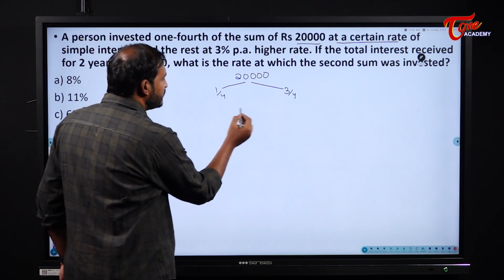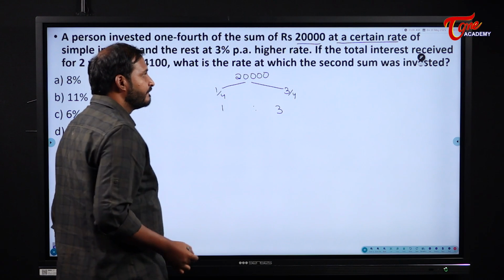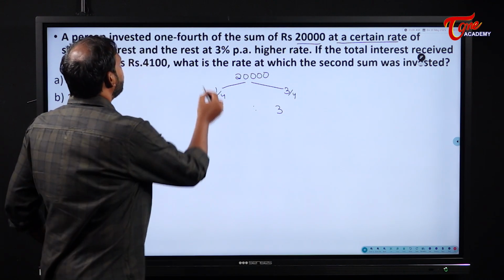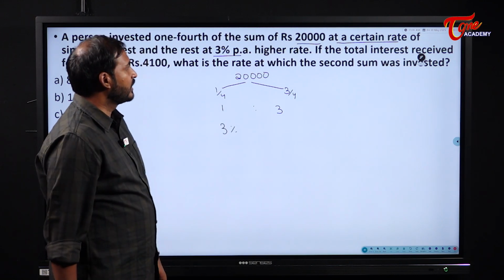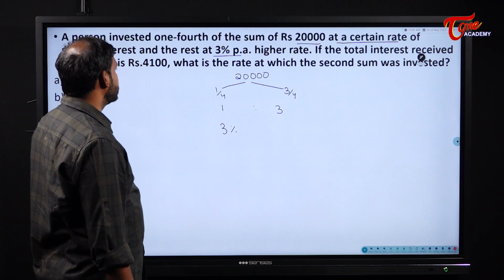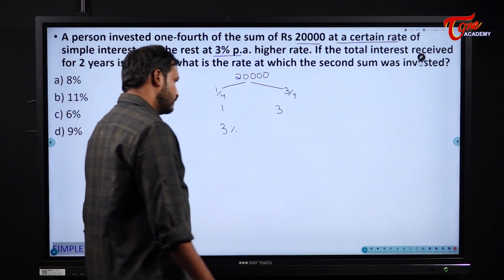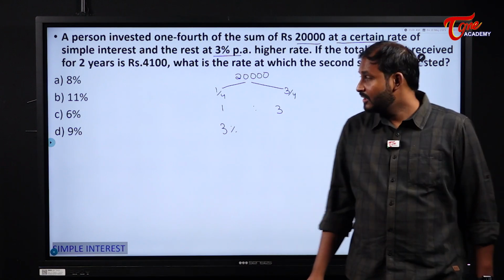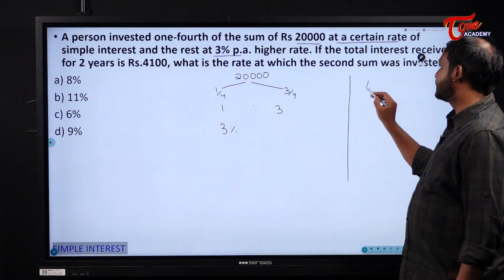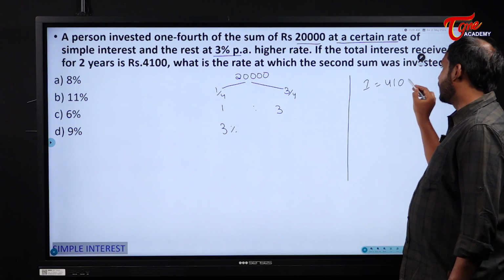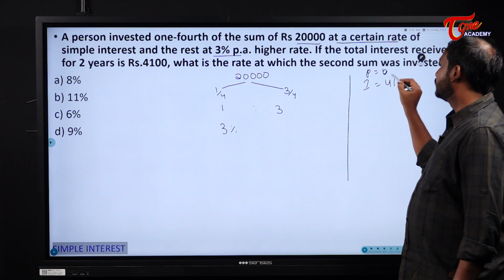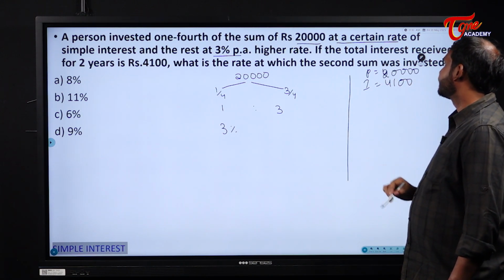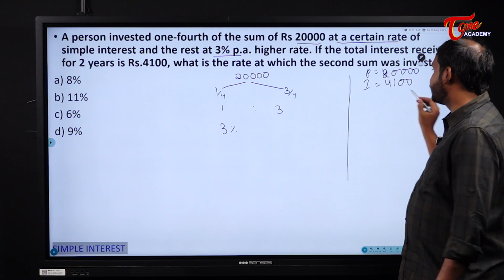That means the ratio between these two amounts should become 1:3. And the 3/4 is at what rate of interest? 3% per annum. Okay, the total interest received for 2 years is 4,100. For 2 years, what is the interest he is receiving? 4,100. So find out the principal. The principal is 20,000 and the interest is 4,100.